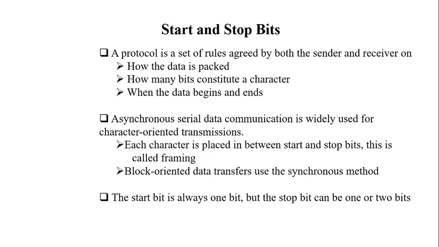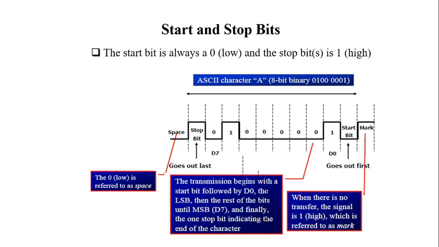So, let us see the framing structure of this serial communication. This is the frame of data transmission in serial communication. Here the start bit is always 0 and the stop bit is always 1. See, this is the mark condition. When there is no transfer, the signal is high, which is referred to as a mark. Whenever the data is transmitting, first your start bit is always 0.